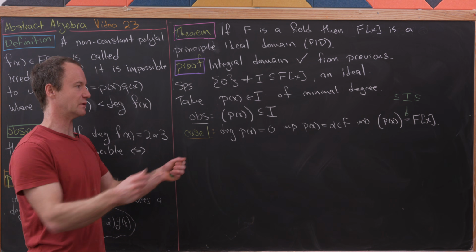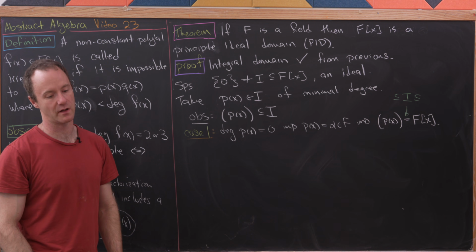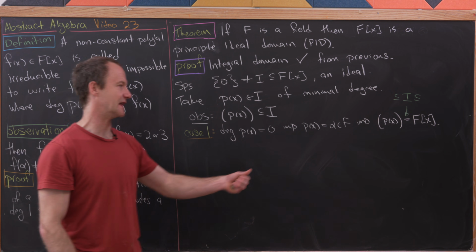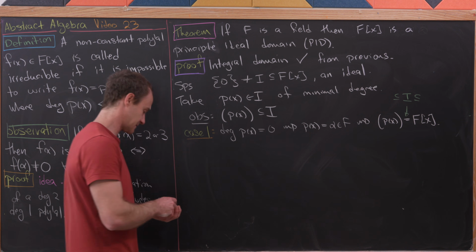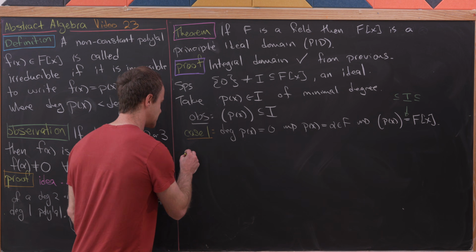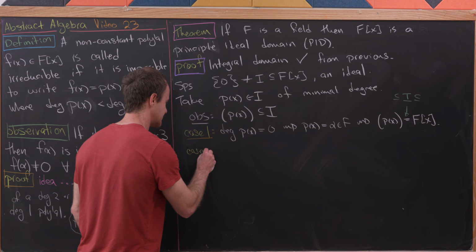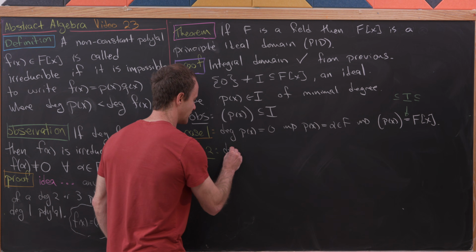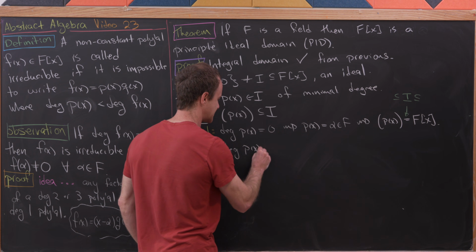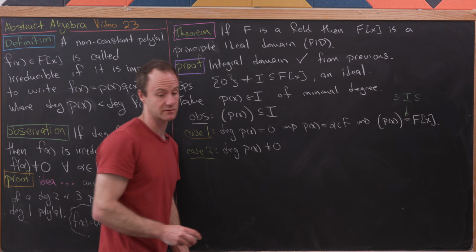So like I said, we've squeezed that to be the whole polynomial ring. Either way you look at it, it is principal because it's generated by P of X or alpha in that case. Okay, so now let's move on to the second case. And so that second case will be what happens if the degree of P of X is non-zero.